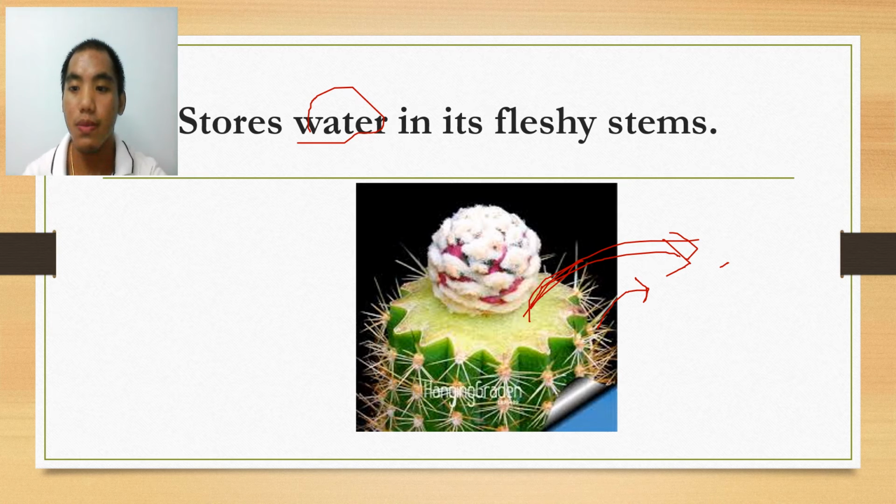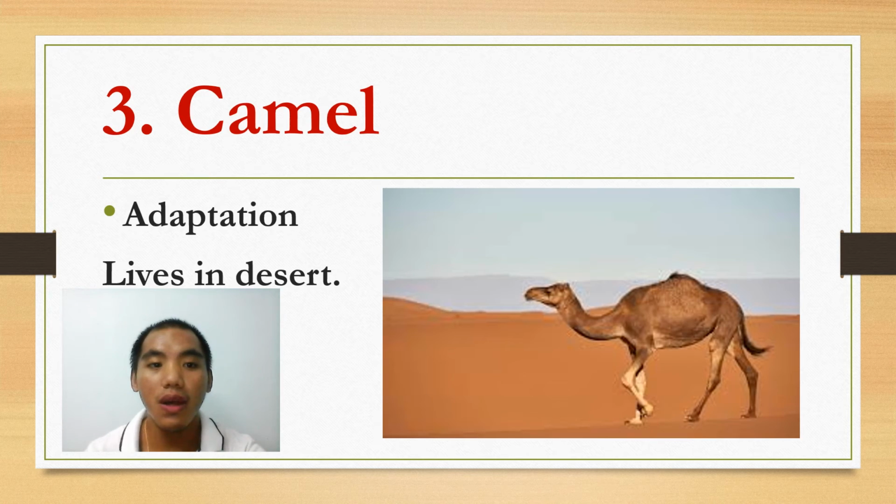Okay, next. Next one. So we have here camel. A camel is an animal. So how does a camel adapt to its environment? A camel lives in the desert. So how does a camel live in a desert or adapt to its environment?